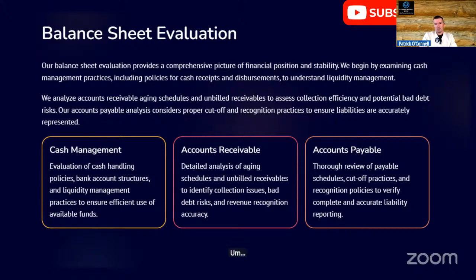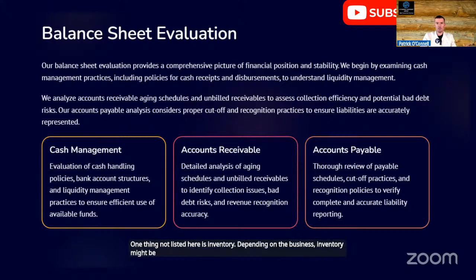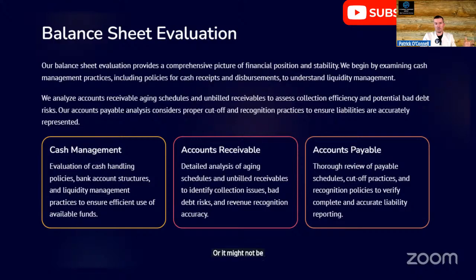Other current liabilities will include payroll liabilities, if you have a staff, etc. So those are the big buckets of the balance sheet. One thing not listed here is inventory. Depending on the business, inventory might be very applicable, or it might not be applicable at all to your deal.